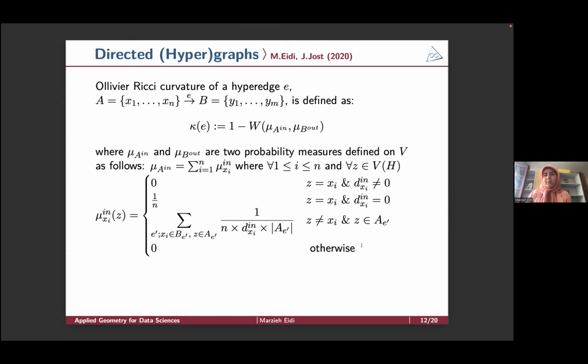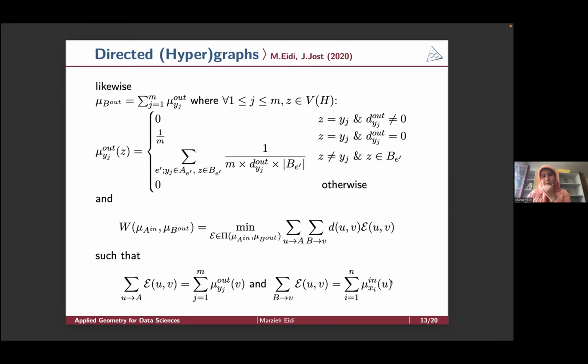We have a directed hyperedge from set A to set B, and the curvature of the green hyperedge is 1 minus the Wasserstein distance between mu r in and mu b out, where mu r in is the sigma mu xi in, where for each xi, we put 1/n of the mass to xi itself when there is no incoming hyperedge to xi, and we divide the corresponding masses for xi if there are incoming hyperedges to xi, and we put no mass in other places.